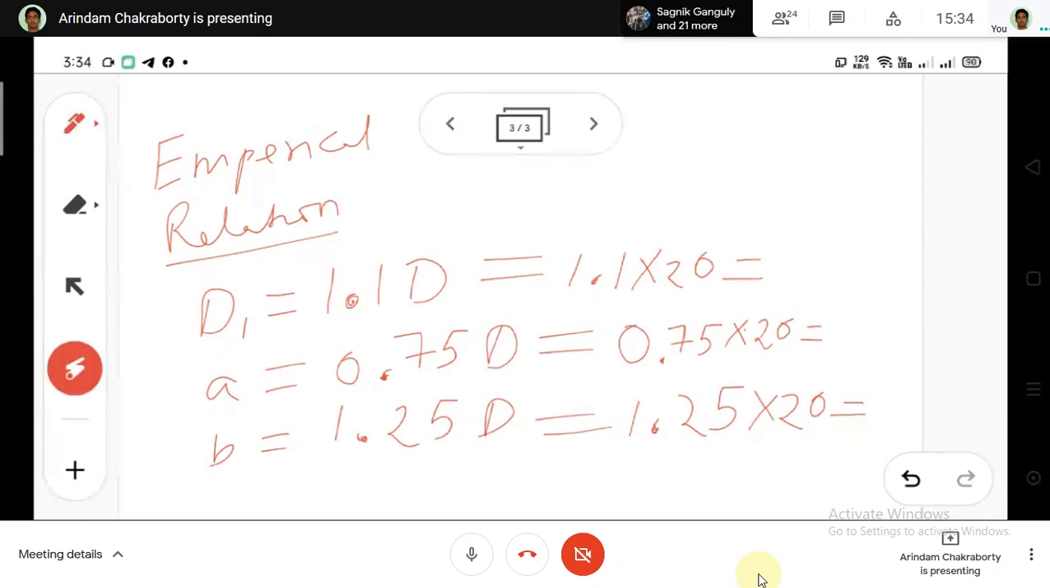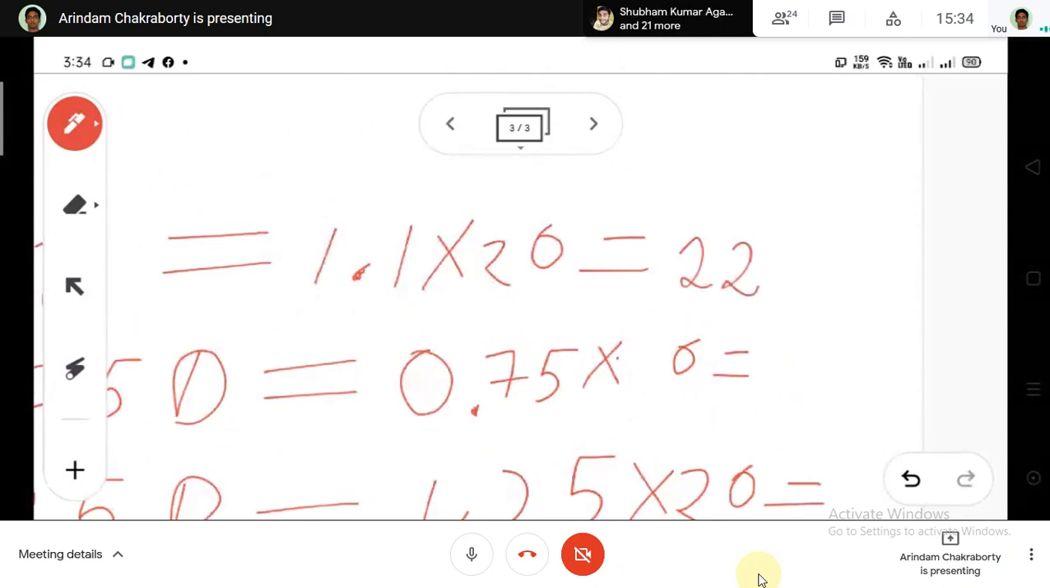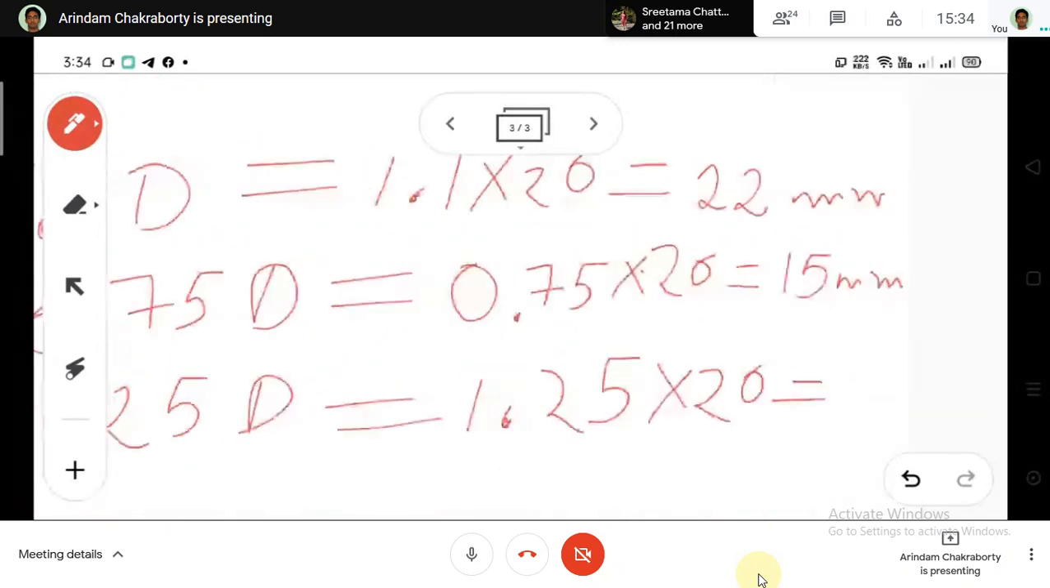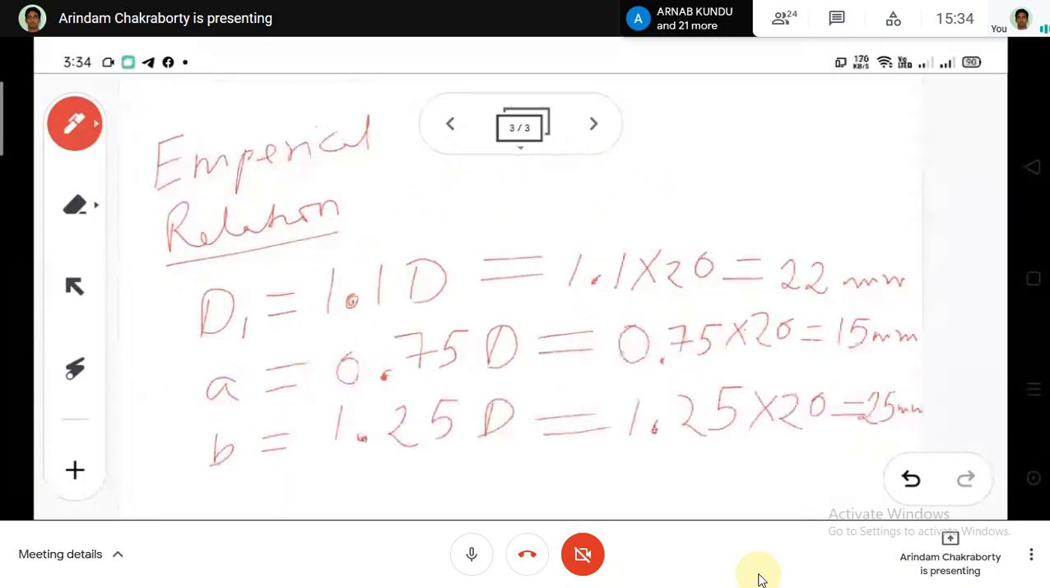22 millimeter. Next, 15 millimeter. 25 millimeter. Very good. Now we have this value from D. So this is not the end. This is just the starting of this one.